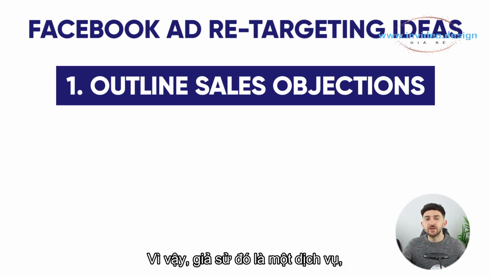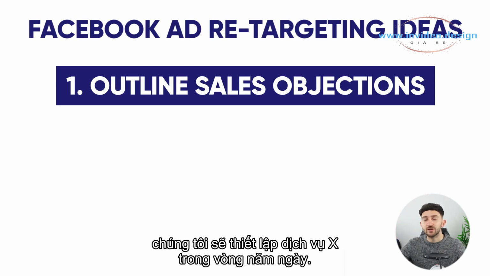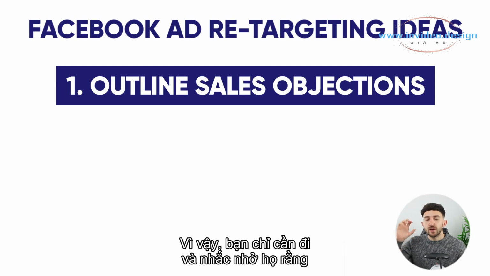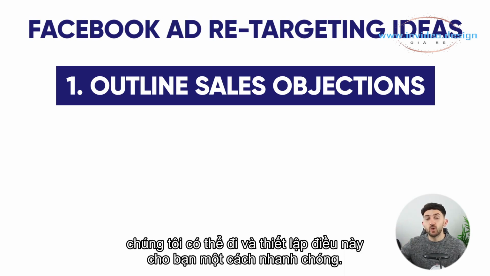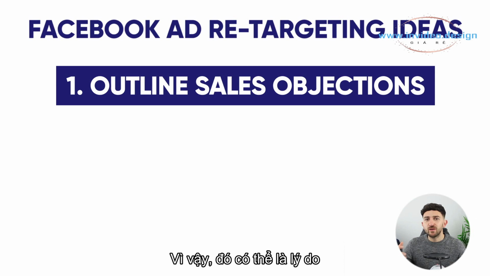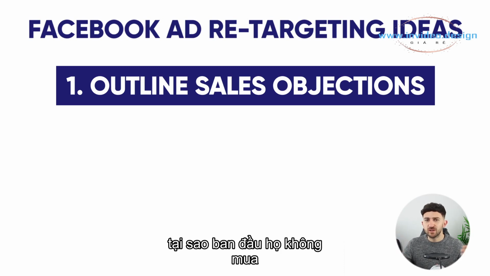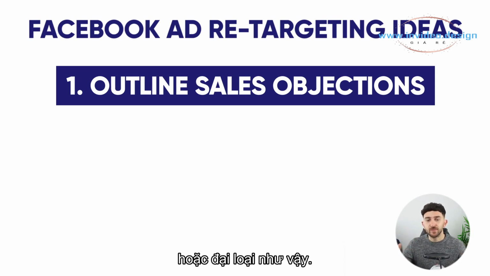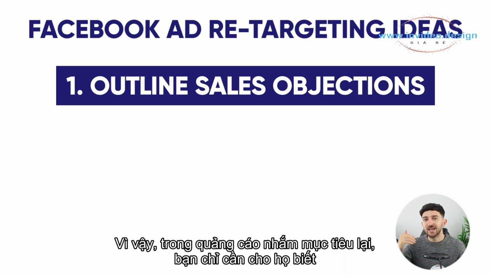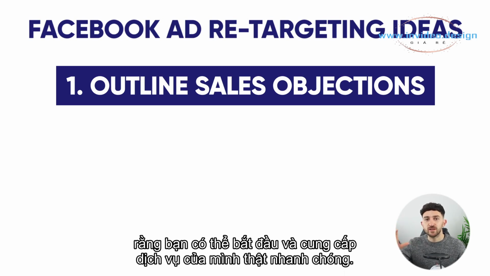So let's say it's a service, for example, you could say, we will have X service set up within 5 days. So you're just reminding them that we can set this thing up for you really quickly. So that might have been a reason maybe why they didn't originally make the purchase, because they thought it might be time consuming or something like that. So within the retargeting ad, you're just letting them know that you can provide your service really quickly.